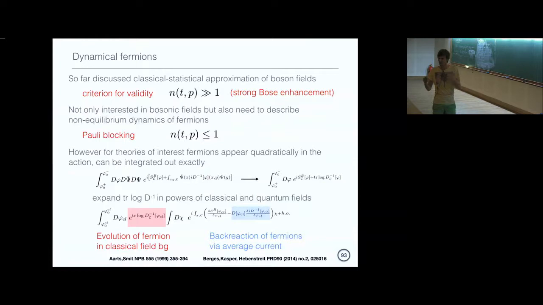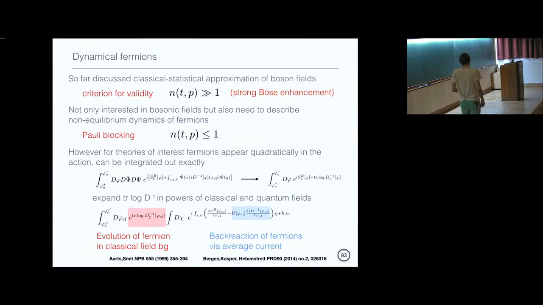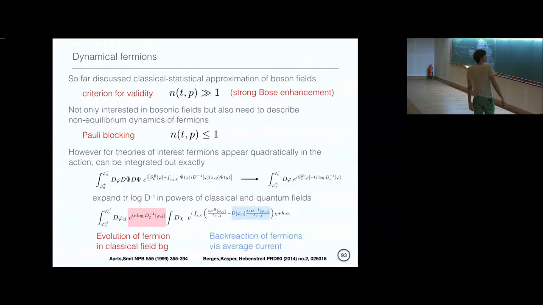So, one scenario we can imagine, and that would, for instance, be the case in the early stages of heavy ion collisions, where we have very large gauge field occupancy. Nevertheless, we want to study how fermions evolve in the presence of these strong gauge field backgrounds. And so we have to think how we can extend this approach to be able to describe that.